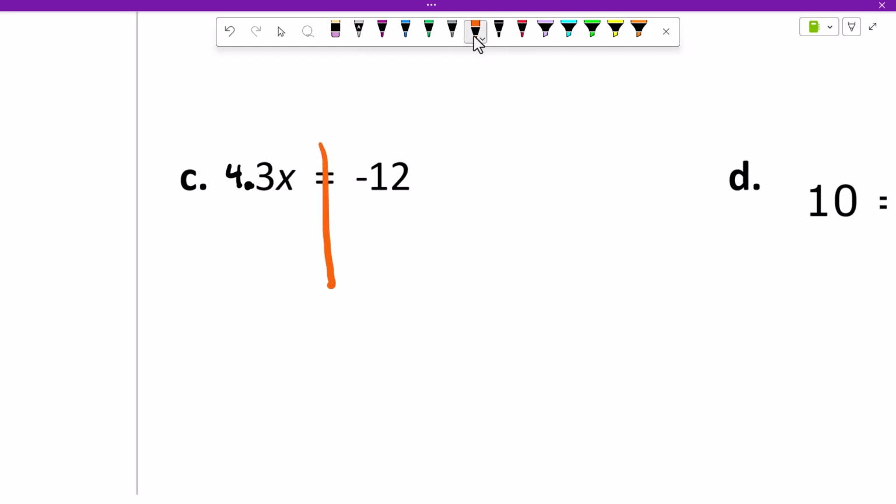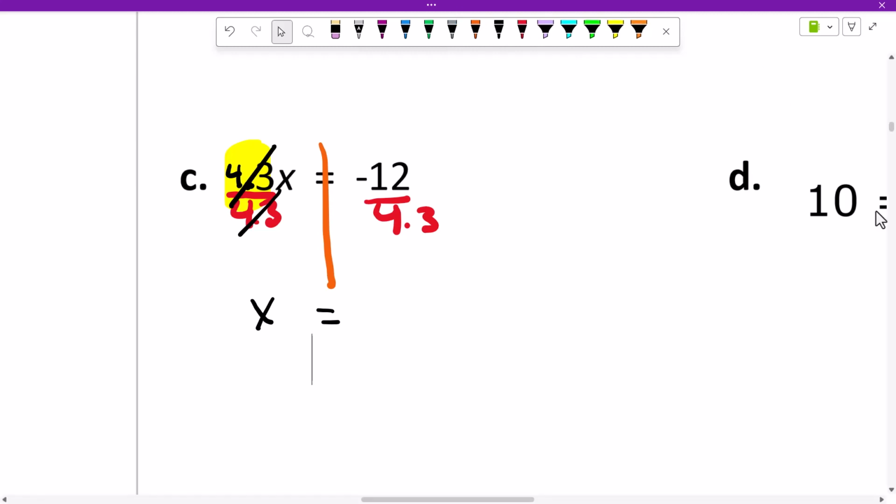We split at the equal sign. Cover this up. We want to get rid of that 4.3. You ask yourself the question, what's the math operation between the 4.3 and the x? Add, subtract, multiply, or divide? Times. So we do the opposite: divide. I want to get rid of this 4.3, so I'm going to divide by 4.3 on both sides. Those 4.3s cancel out. On the other side, we grab our calculator and go negative 12 divided by 4.3, and we get our answer.